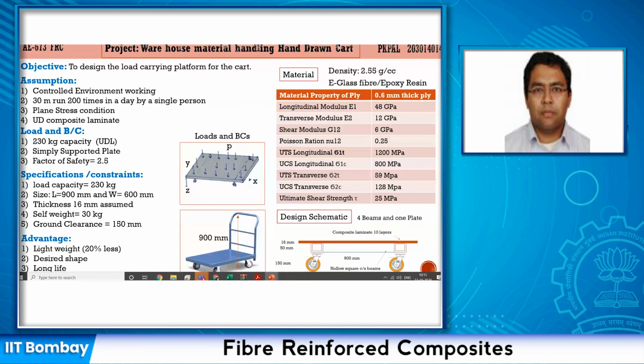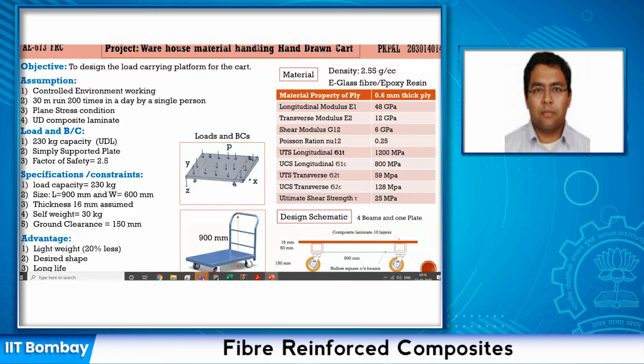Good morning, everyone. As part of the FRC project, the hand-drawn cart was supposed to be designed. I have chosen a warehouse material handling hand-driven cart. So the objective is to design the load-carrying platform for the cart. Based on the literature survey, I found there are several kinds of carts available for different purposes and various dimensions. The assumption is that this cart will be used in a controlled environment, like a warehouse only. You cannot use it on the road or some other places.